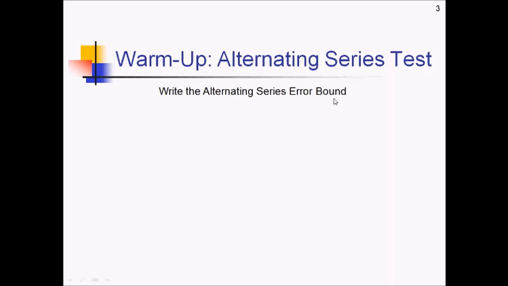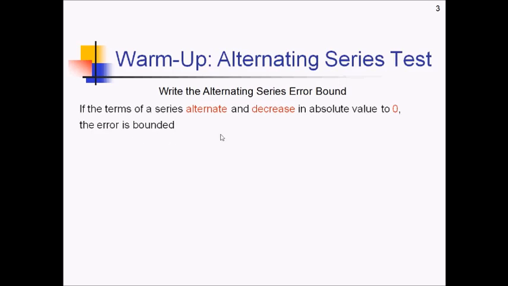series error bound. Alright, so the way this went, if you have the terms of a series that alternate and decrease in absolute value all the way to 0, then we were able to say that the error was bounded by the absolute value of the next term.